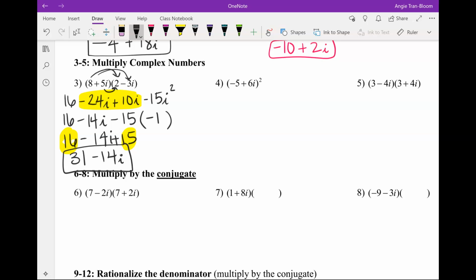Guys, the answer is not 19. The answer is not negative 11. Not just negative 11. Some of us have just negative 11, and that's not it.